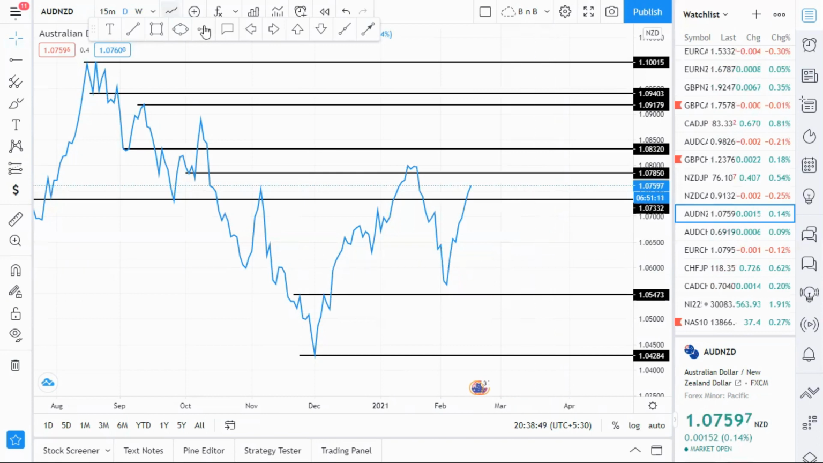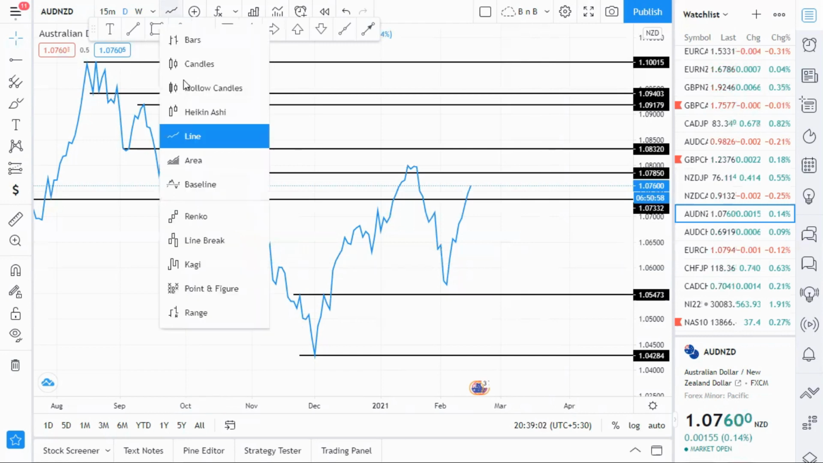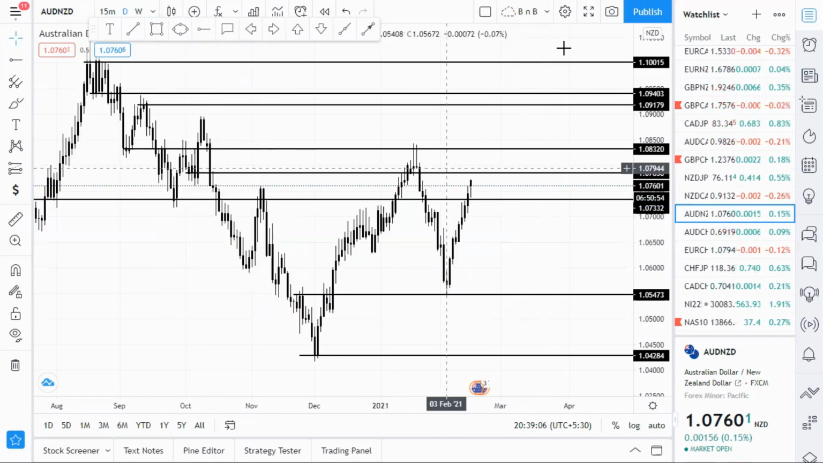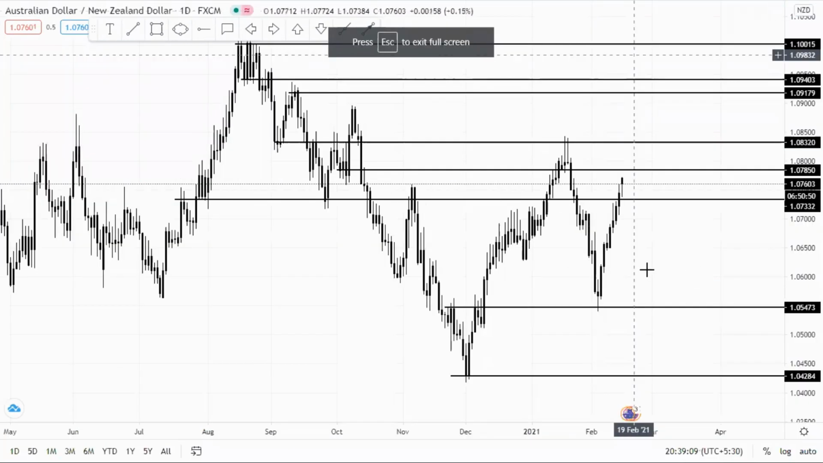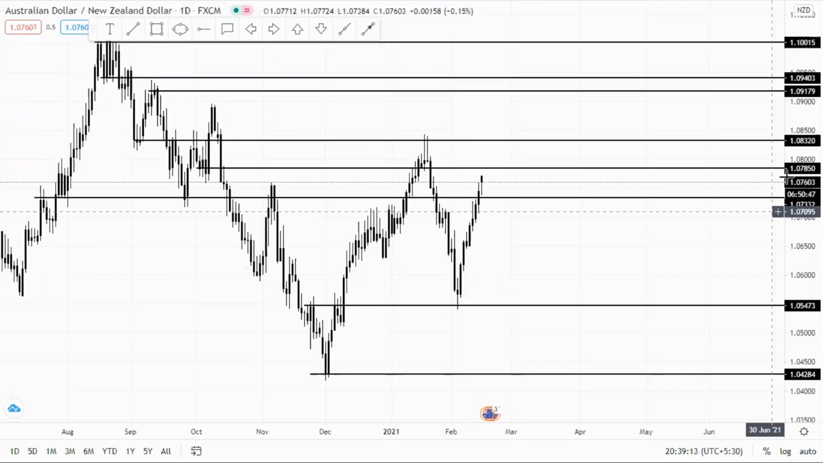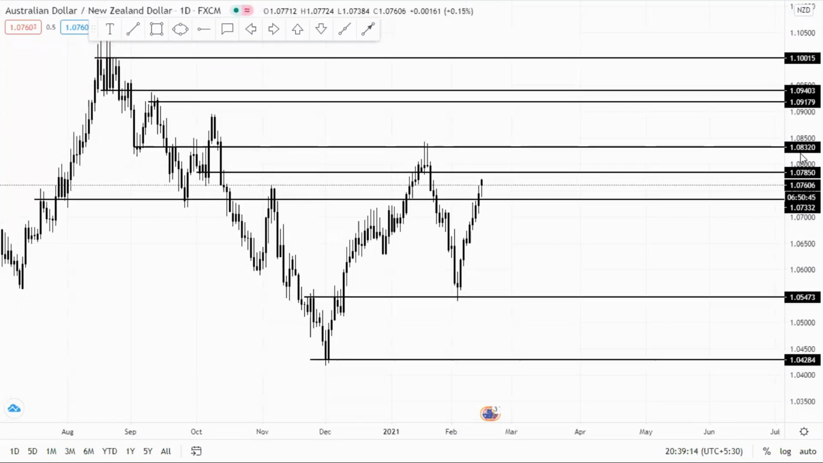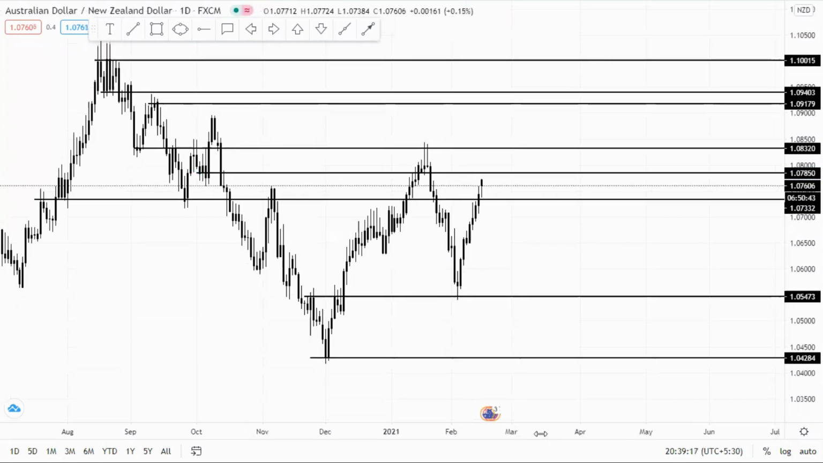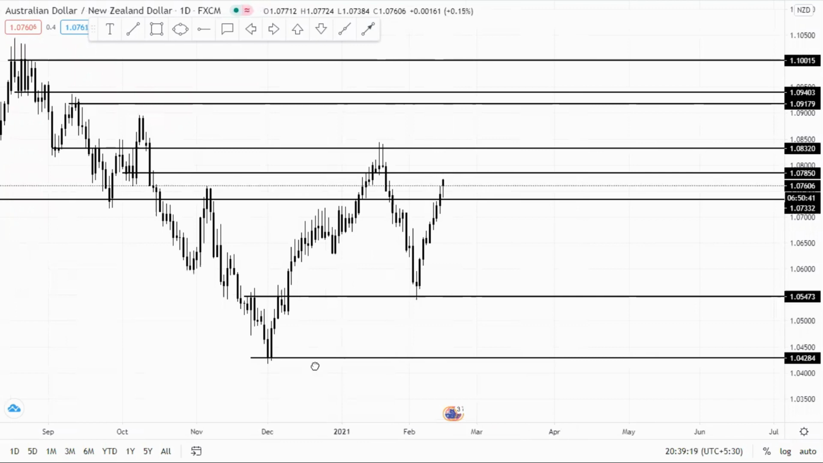So the line chart, as I told you guys, gives you a clean picture of the points where price was turning from in the markets. So if I change this to the candlestick, you can clearly see how price was reacting. See? All the points that I've highlighted, all the turning points that I highlighted, you can clearly see them.